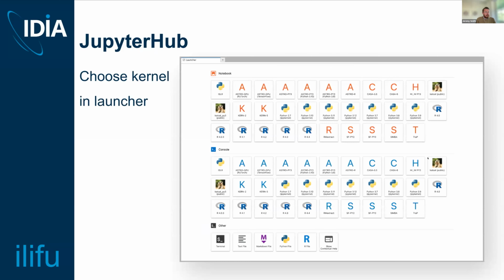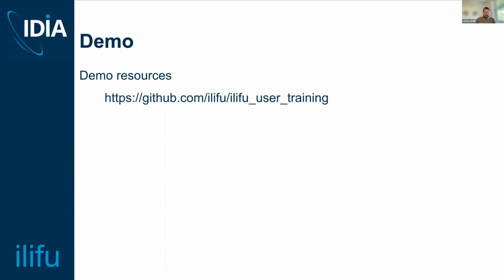So after selecting your session size, you'll be taken to the launcher page in Jupyter Lab. Here you can select the kernel that you want to develop with. These kernels can be used in the Jupyter Notebook or in a console environment. And from the launcher, you can also open a terminal session, which provides a command line interface on the compute node where the Jupyter session is running. So I'm going to demonstrate this.